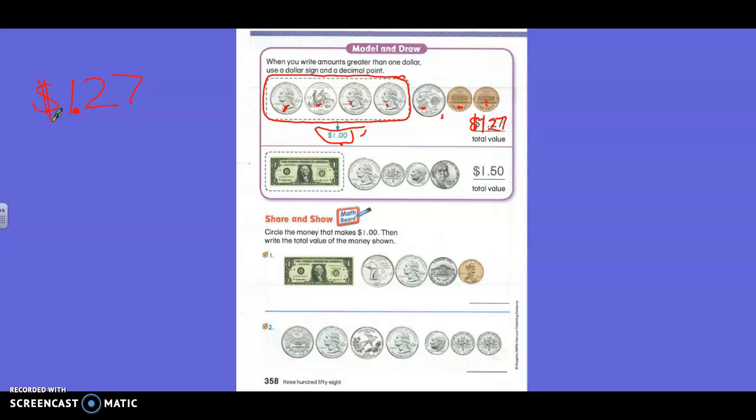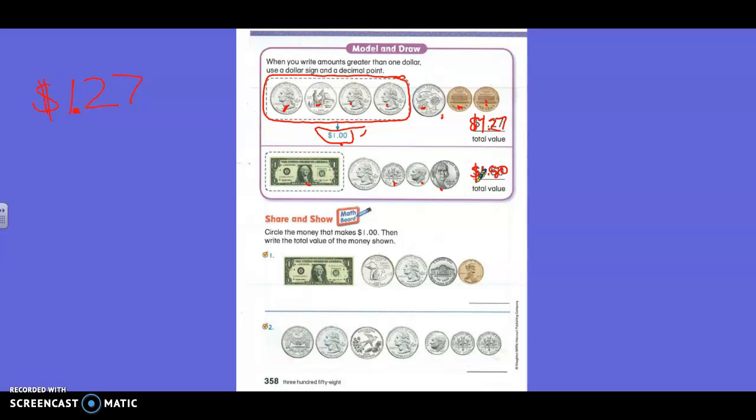Okay. Now they actually have dollar bills in there for the next one. So they have a dollar bill, which is obviously a dollar. Now let's count the change. 25, 35, 45. Remember, we're counting by 10. 5 more than 45 would be 50. So you have $1.50. Okay?